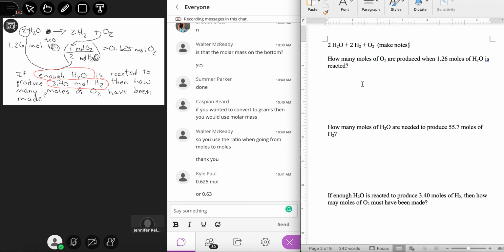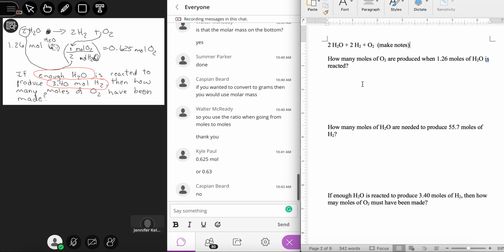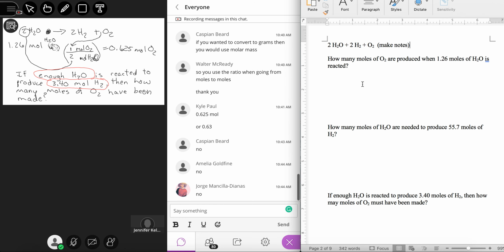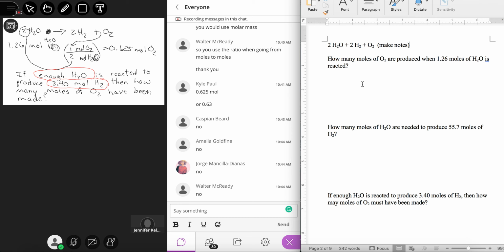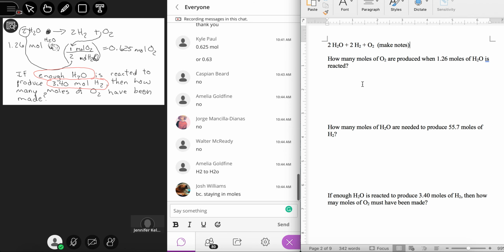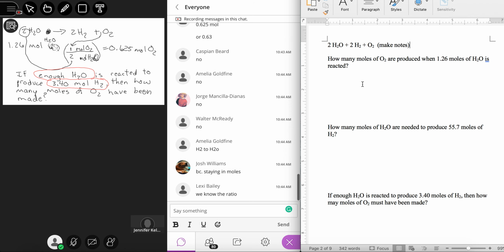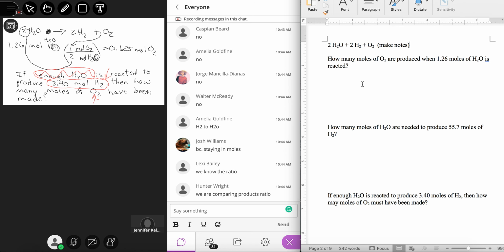Is it a problem that they didn't tell me how much water I have? No, and why not? I don't actually need the amount. Correct, I don't need the amount of water here because they gave me what I need. They gave me moles of hydrogen and they're asking me about moles of oxygen. So all this water stuff is just something that can throw you off in a question. Correct.